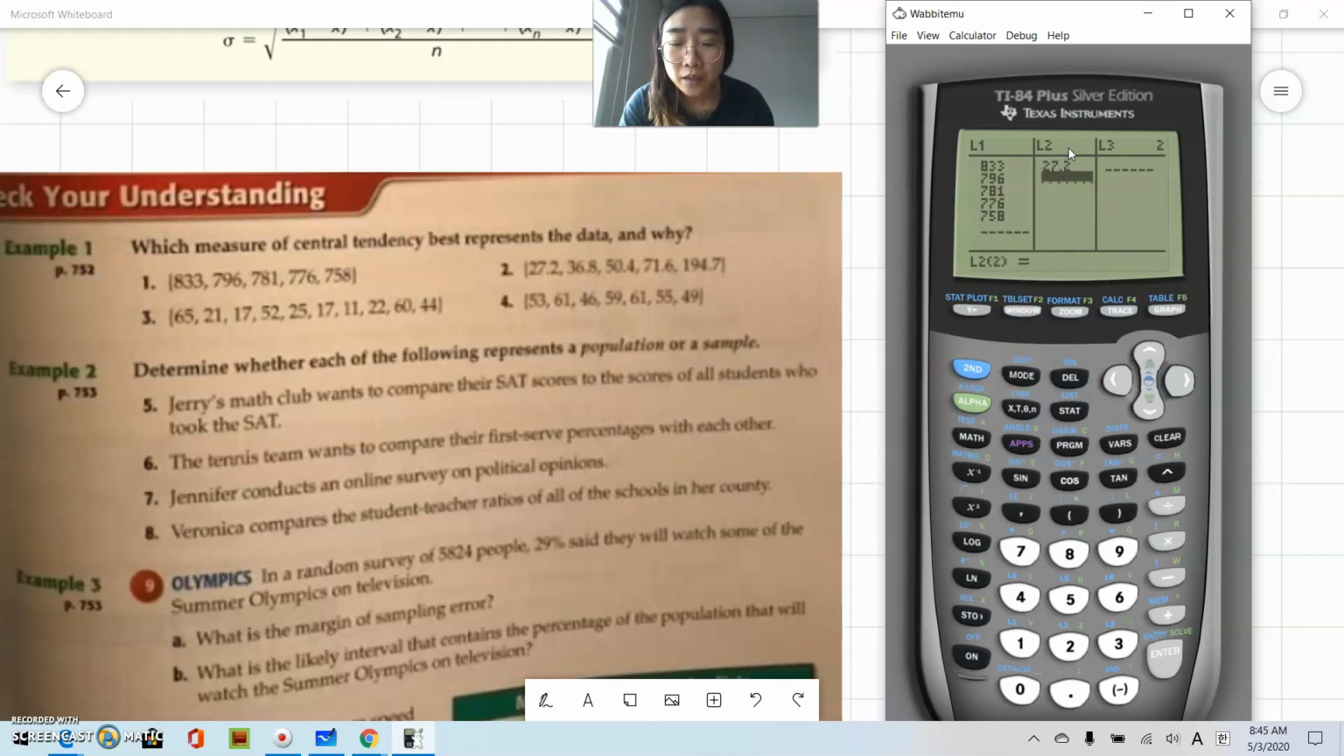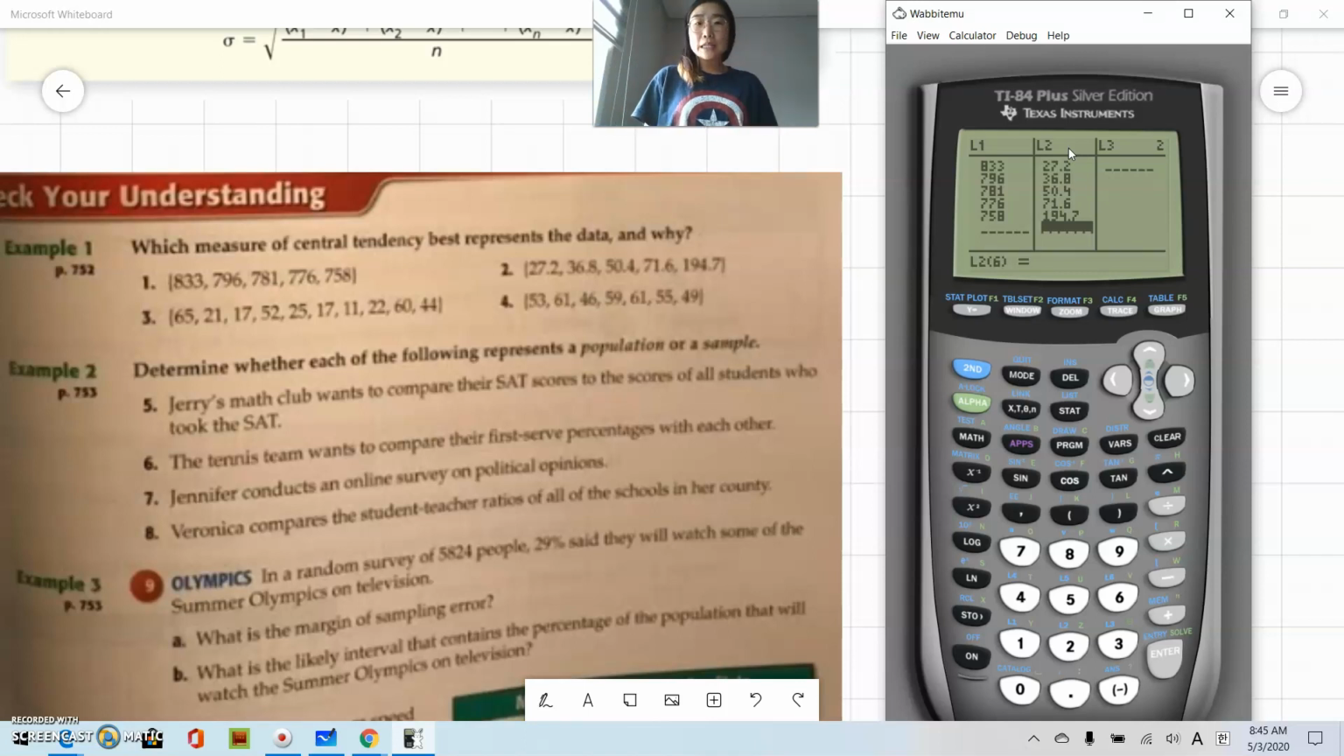27.2, 36.8, 50.4, 71.6, and 194.7. I'm going to just stop here, even though I do have number 3 and 4.